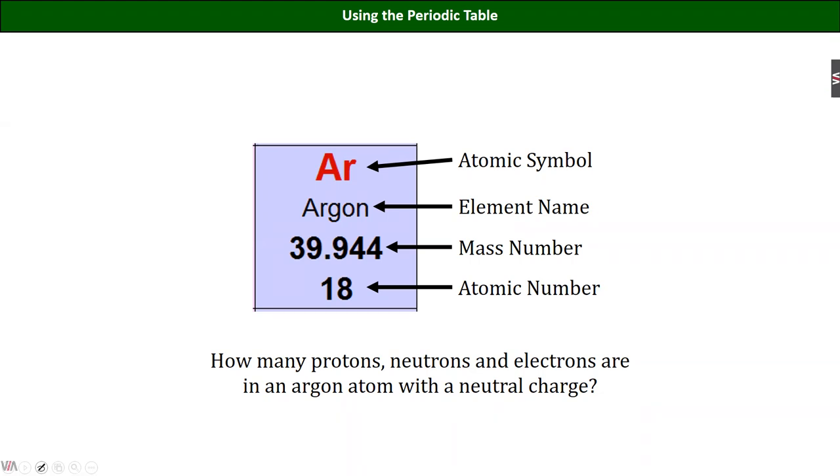So for this example, we have 18 protons because it's argon. The fact that it's argon tells us that, even if you have to go look it up on the periodic table. The number of electrons we know because we know the charge.